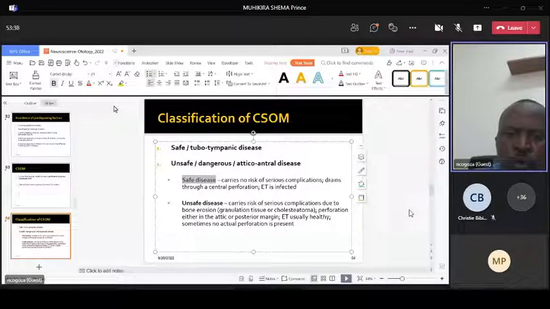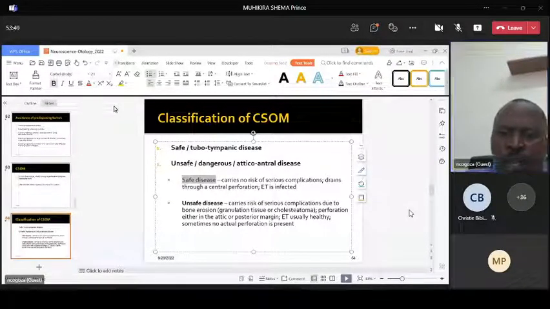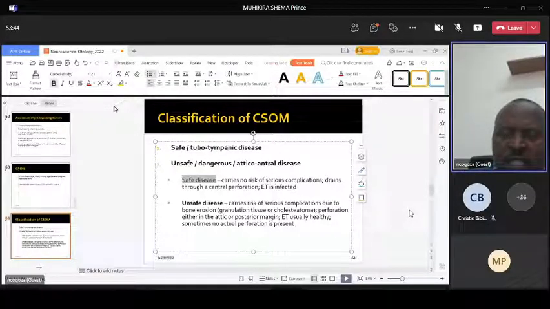So the safe is in the pars tensa. There is fluid, discharge, perforation, discharge lasting more than 6 weeks, but this is in the pars tensa. And this is in communication with the Eustachian tube. So there is Eustachian tube communication, because the pars tensa is in communication with the Eustachian tube.